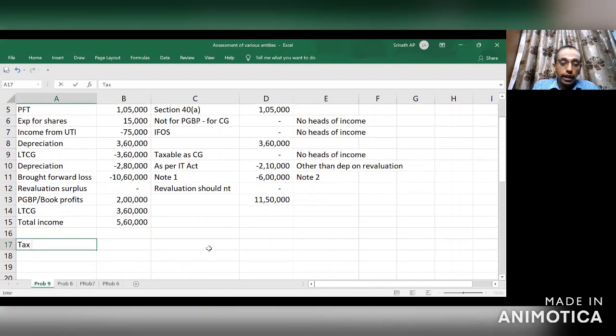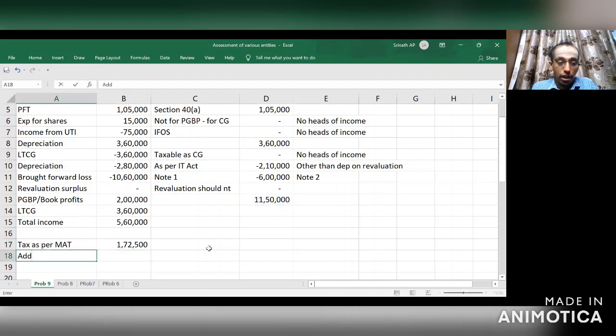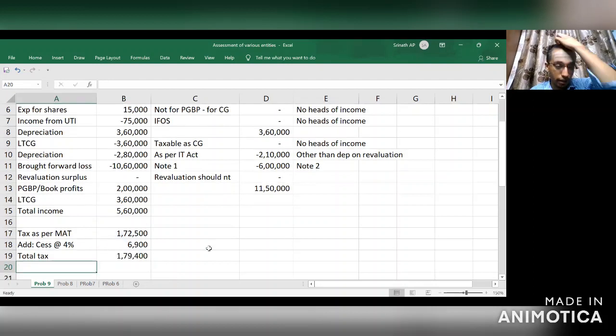Now, tax as per MAT. Book profits multiply by 15%, and excess at the rate of 4%. Total tax: 1,72,500 plus 6,900. You'll end up having 1,79,400.